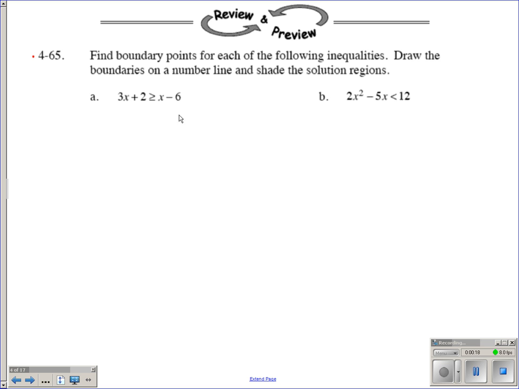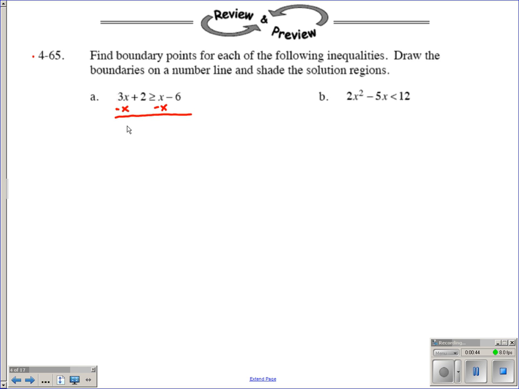To find our boundary points, we're going to need to solve this for x, or isolate x in our inequality here. So you can treat it almost like it's just an equal sign, but you're just solving it like you normally would an equation. So I'm going to get all my variables on the same side and all my constant terms on the other side. Since I have more x's on this side, I'm going to subtract an x, subtract an x.